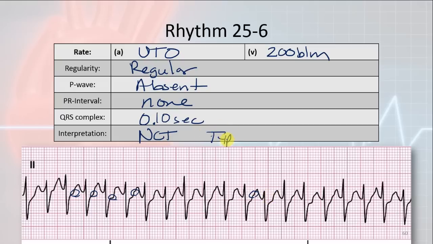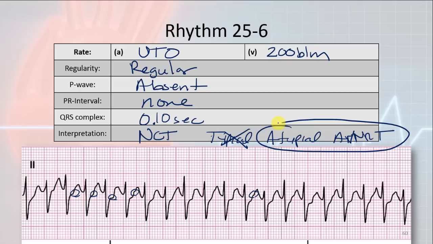Would this be typical or atypical AVNRT? In this case, the P wave is displaced so far away from that QRS complex that this would be considered atypical AVNRT.